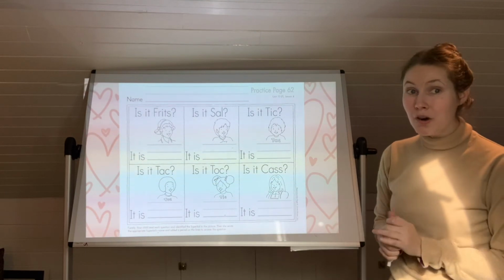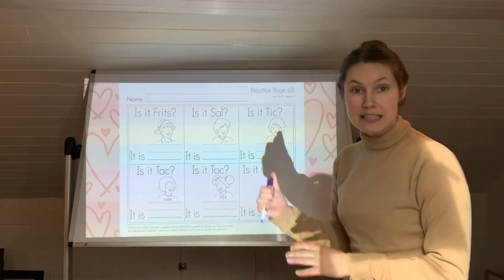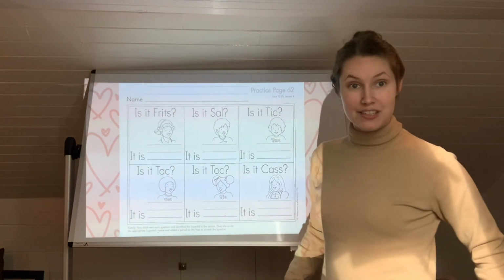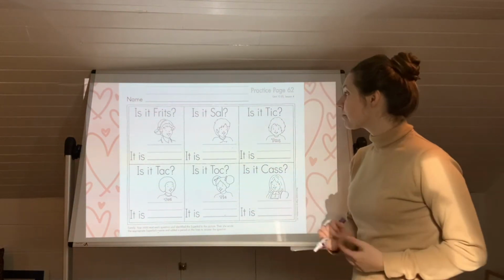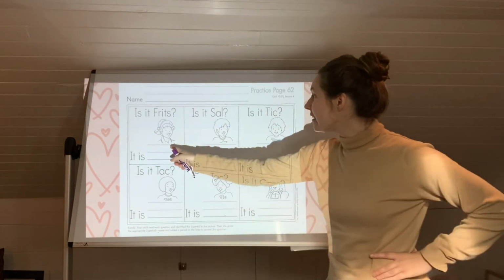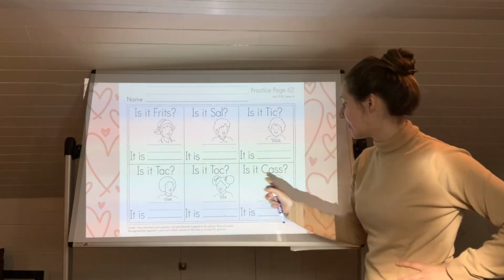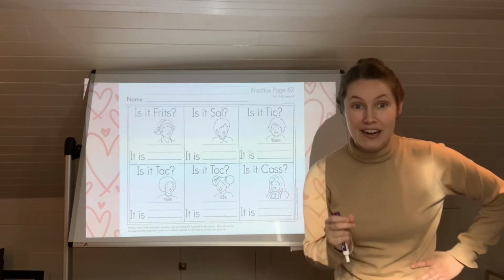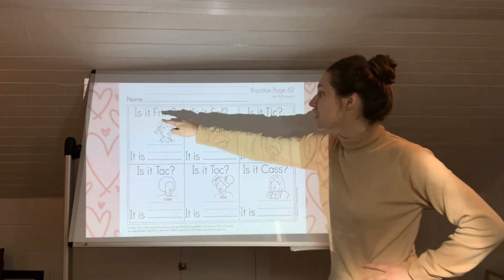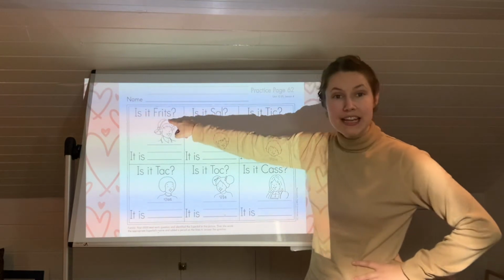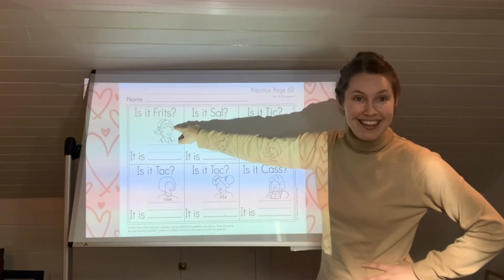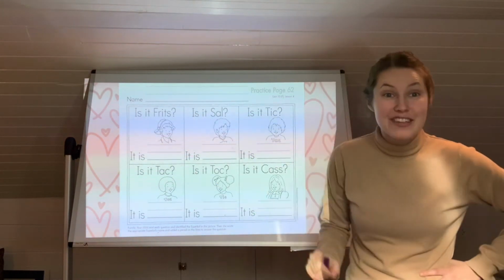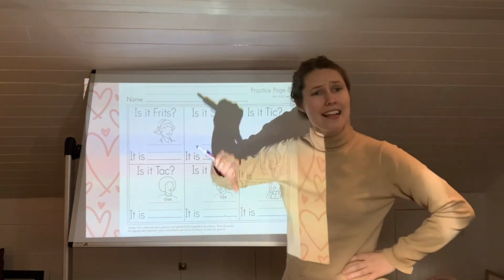Okay, for our homework today, we are going to work on practice page 62. Open up your practice page book to page 62, and it looks like this. On this page, we see some super kids. And we see some interrogative and declarative sentences. At the top of each box, what kind of sentence do we see? It has a question mark at the end, so that tells us it's an interrogative sentence. It's a sentence that's asking a question.